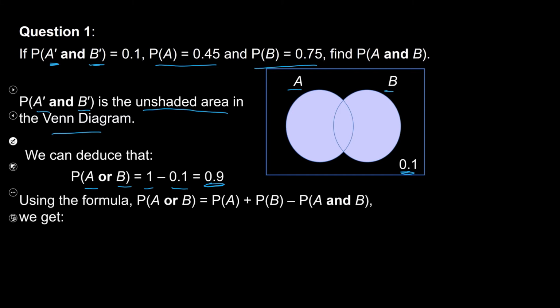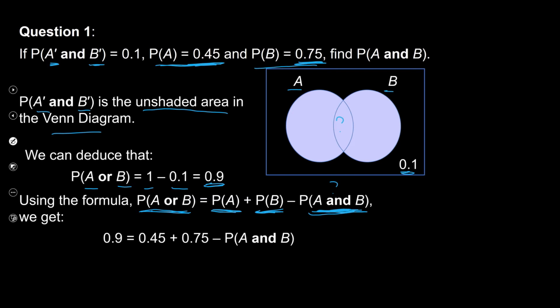Okay. Then what we can do, we can use this formula. This formula will be given to you, that the probability of A or B is the same as the probability of A plus the probability of B, minus the intersection. Are we all together? Then what we can do, we can put everything together. We know that the probability of A or B is 0.9. Are we together? The probability of A is given there, which is 0.45. The probability of B, 0.75. And what are we looking for? The probability of A and B, which is the intersection there.